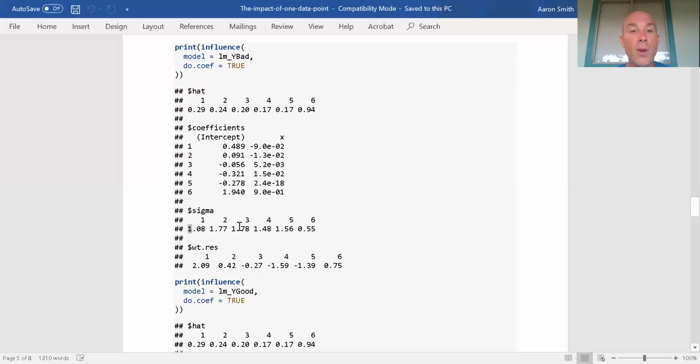Now the sigma here is a standard deviation of the residuals when I remove that one data point. So here, the standard deviation of the residuals when the first data point was removed was 1.8, and then the standard deviation was 1.8 when I remove the second data point, and so on. Now you can see that the moment we take the sixth data point out, that's the one that I changed, the standard deviation of the residuals dropped.